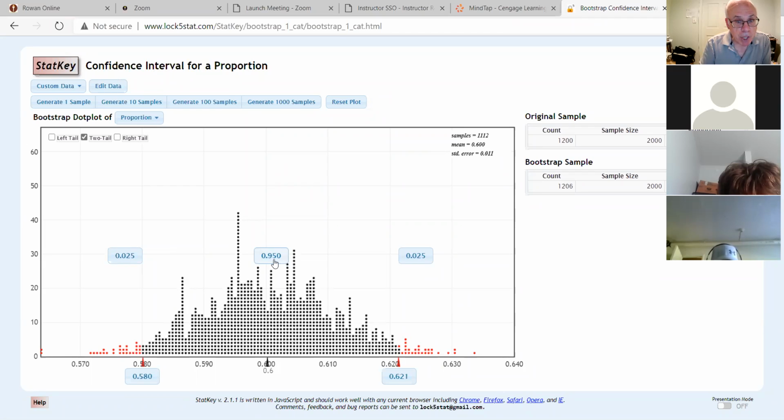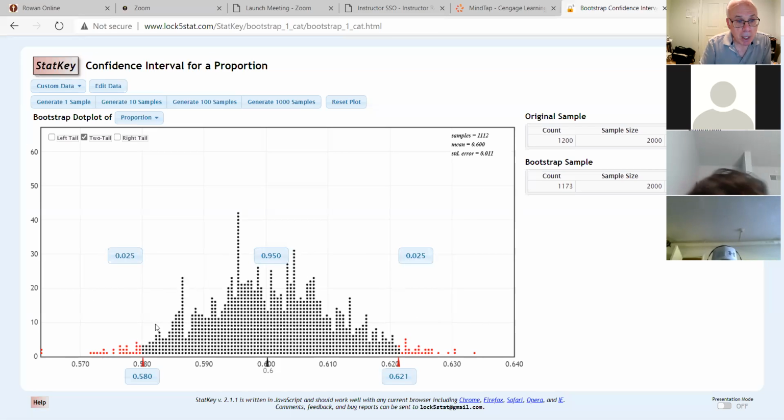That's 95% of 1,112. You multiply 0.95 times 1,112, and that gives you the number of black dots. Those are the number of bootstrap samples that are inside this interval. If we wanted to know the number of bootstrap samples outside the interval, well, if there's 0.95 inside, that means there's 0.05 outside, half on each side. So 5% or 0.05 times 1,112 gives us the number of bootstrap samples that are outside the interval. Hopefully that makes sense to you.